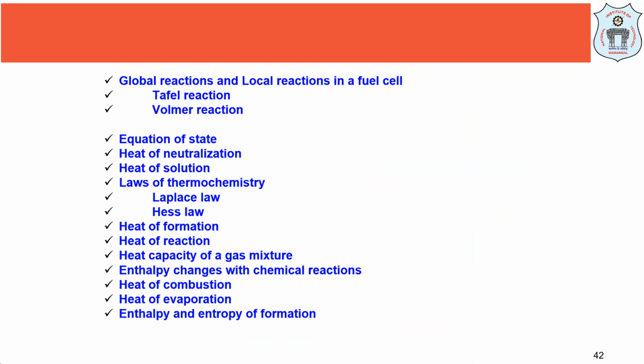Even though we have learned these concepts earlier also, I just have to refresh them: the equation of state from thermodynamics, the Laplace law, Hess law, heat of formation, heat of reaction, heat of combustion, heat of evaporation. All these concepts are important to solve the numericals. We have discussed this equation of state because hydrogen is stored in a cylinder, so we should be able to calculate the mass and volume for a given pressure and temperature. We have to even discuss the effect of temperature, how the Cp values, entropy values, and delta H values change with respect to temperature, and then we'll solve numericals.